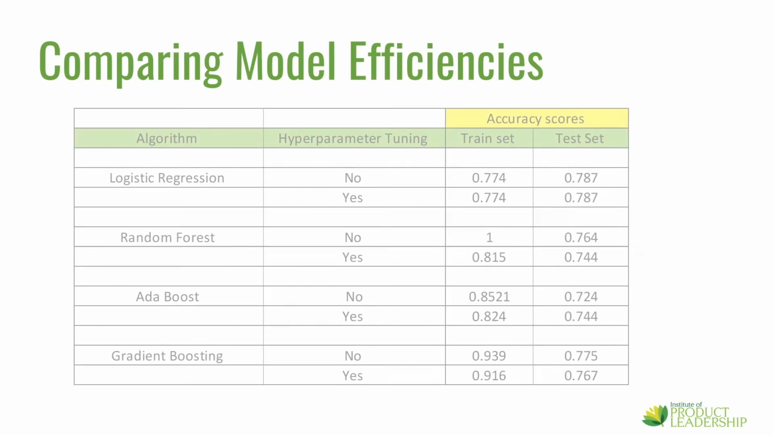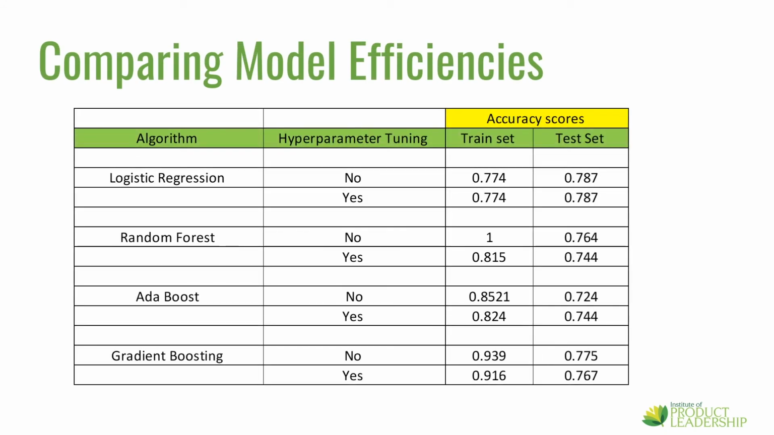As you can see, this summary matrix consists of summarizing the four algorithms which we had discussed in our earlier slides, namely logistic regression, random forest, AdaBoost, and gradient boosting. The accuracy scores for these four algorithms are mentioned under train and test under two conditions, whether we have done hyperparameter tuning or we have not done hyperparameter tuning.